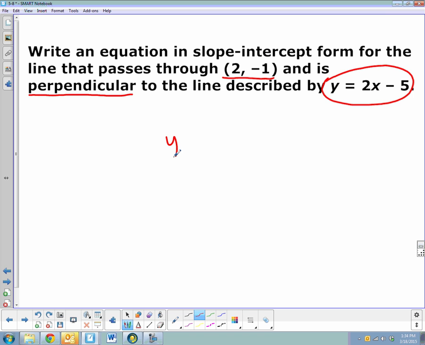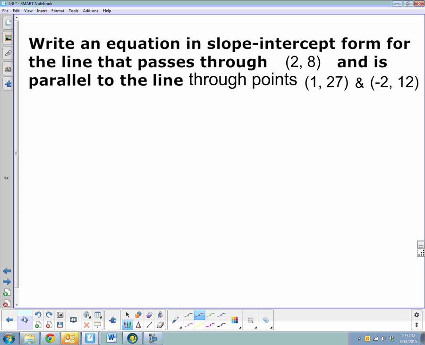The equation should be y equals -1/2 x, or -1/2 x plus 0. So you could put the plus 0, you could not. -1/2 x is the correct answer for that one. If you didn't get it, make sure you watch the linked video. Wow, that was too easy, right?